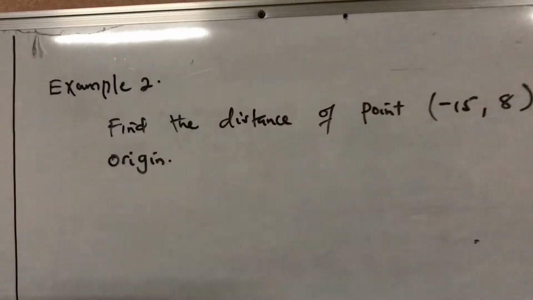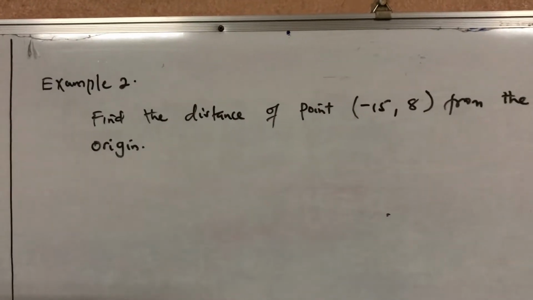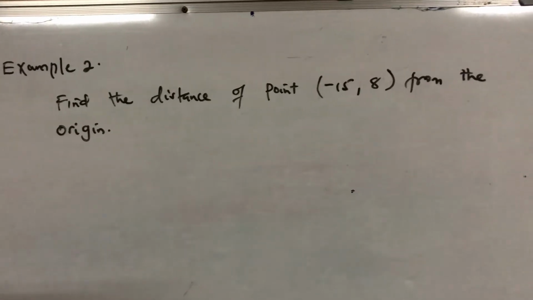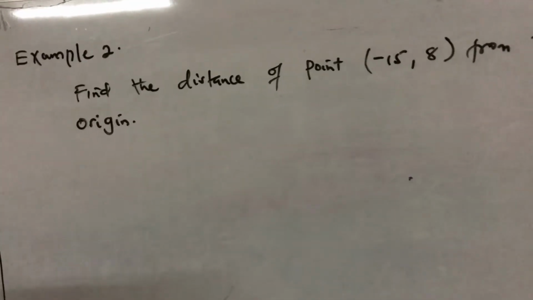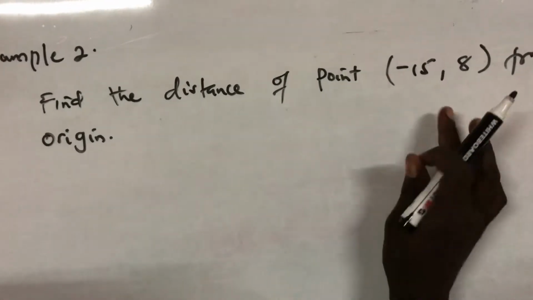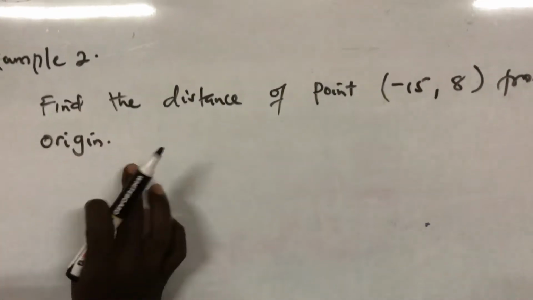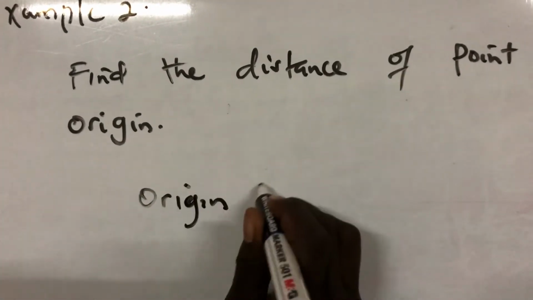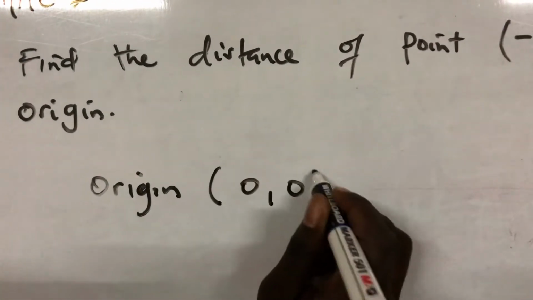So I'm working out this example too, just to remove the confusing word, the origin. When we say the origin, remember distance should be between 2 points. For this case, we are given the coordinates of this point and given the word origin. When we say the origin, we mean it has a point 0, 0.